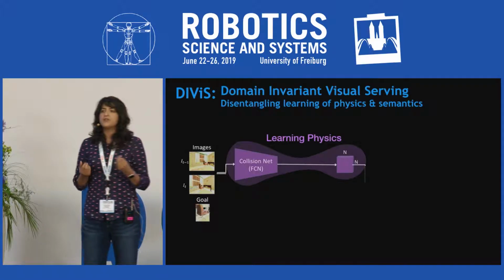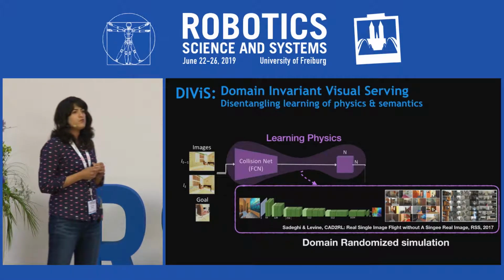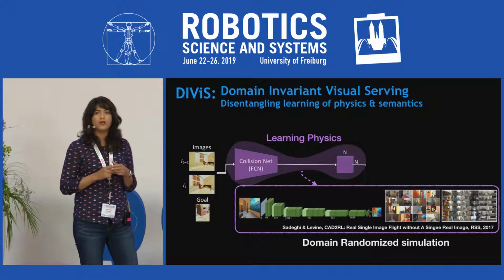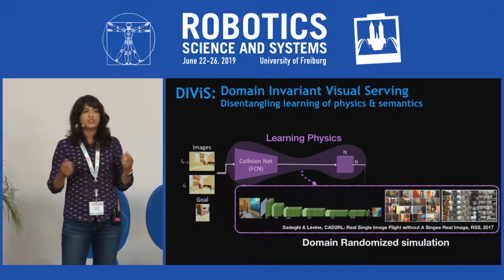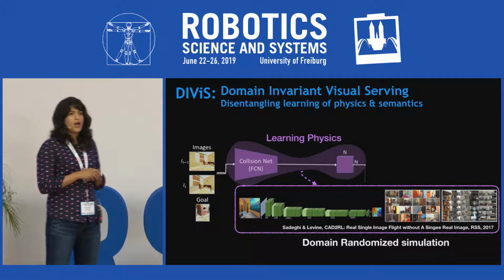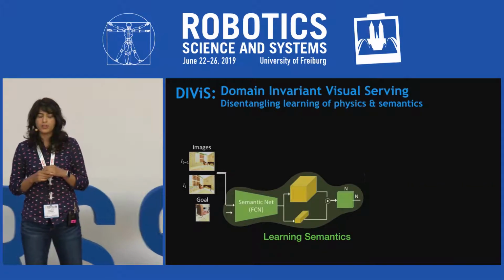The physical aspect of the task that we're looking at involves collision avoidance. To do the collision avoidance, we use our previous work, CAD2RL. CAD2RL can find collision-free directions to navigate to different free spaces, and it has a fully convolutional neural network architecture.